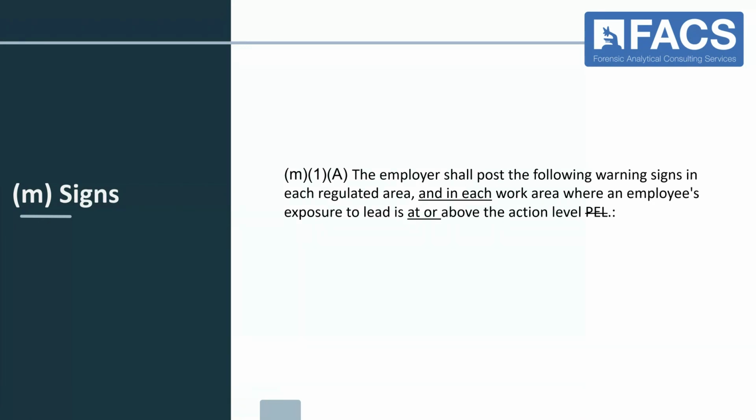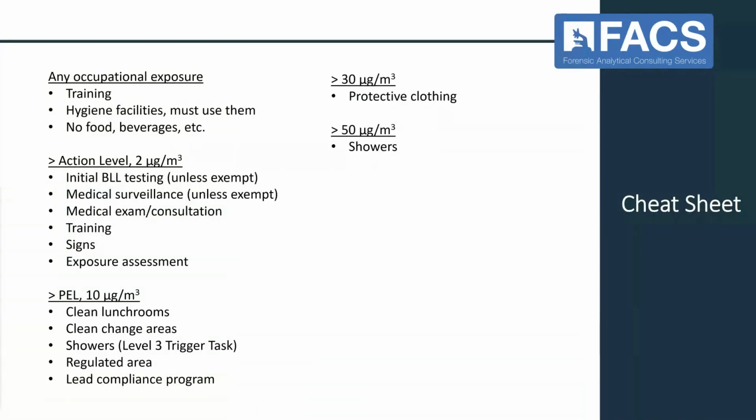If you're above the action level, that 2 micrograms per cubic meter, down from 30, you may have to do some initial blood testing if you're doing it enough times during the year. You may have to do medical surveillance. You may have to offer your employees medical consultation. There's an additional level of training that has to be completed for employees. Their work has to be done within regulated areas with signs up, and you have to validate their exposures. You have to do that exposure assessment on some frequency. If they have exposure above the PEL or they're doing any of those trigger tasks, in addition to all the other things, you've got to have clean lunchrooms, clean change areas, showers, unless you can determine that they're infeasible, regulated areas, and then that written lead compliance program.